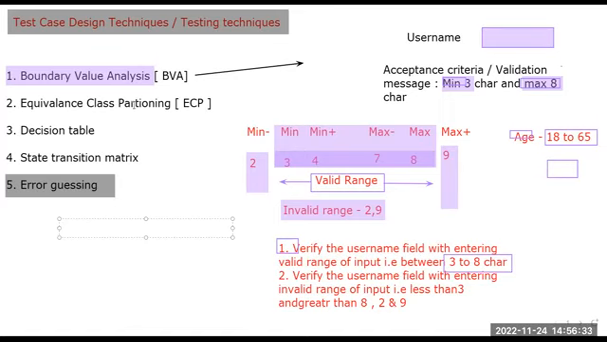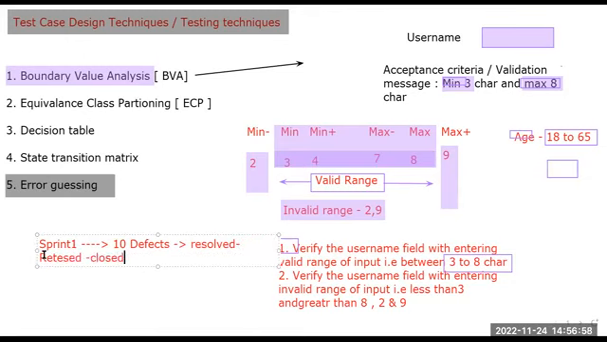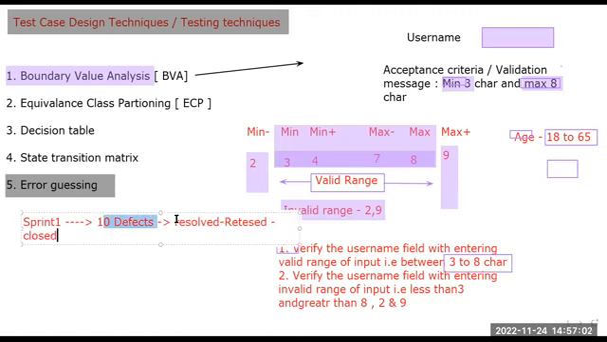Let me give a simple example. Let's say that you are in sprint 1, and here you have reported some 10 defects. Now these 10 defects are resolved in this sprint only, and they are also retested, meaning the defects are closed. So these are the things we have done in sprint 1: we got 10 defects, resolved them, retested them, and closed them.